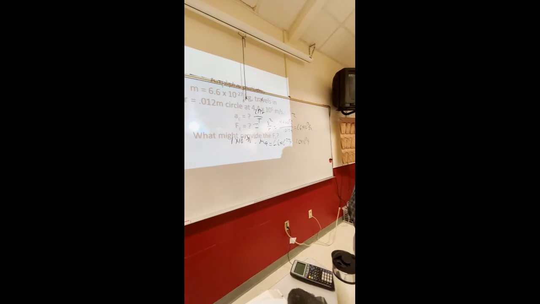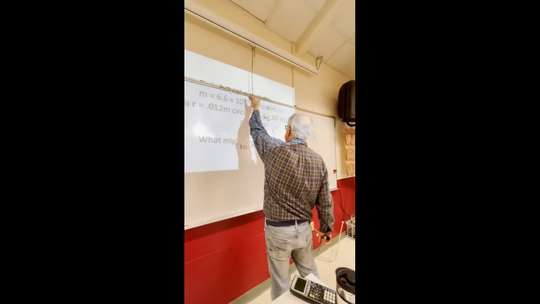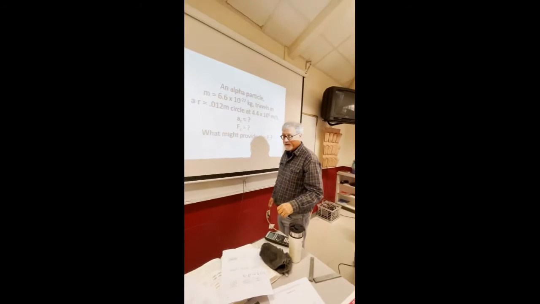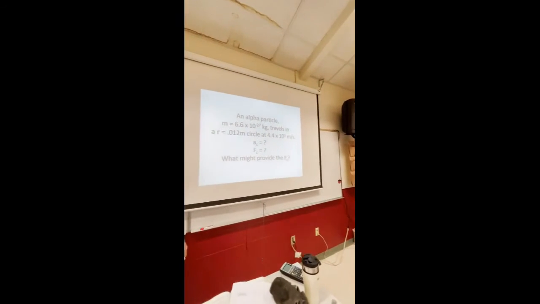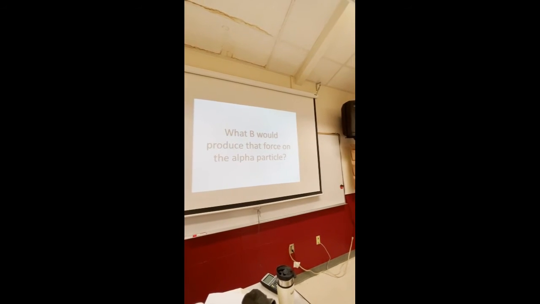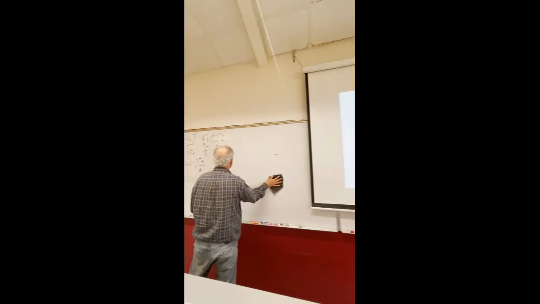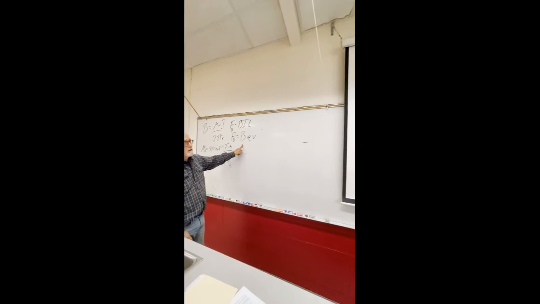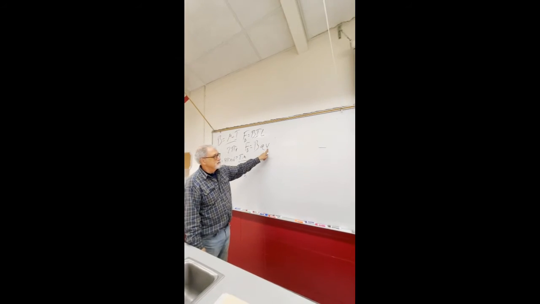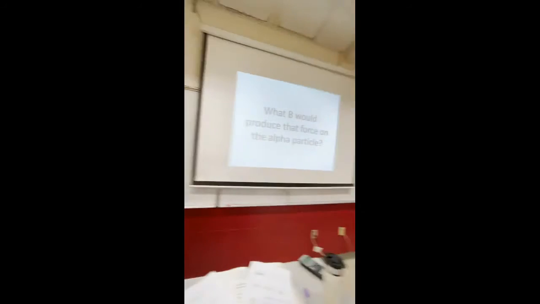What might provide the centripetal force? Is it the B field? Yes, absolutely. That's the only thing that'll make it go around a circle. You can't hook a string onto it. It's like gravity. What magnetic field would produce that force on the alpha particle? We calculated the force, we've got the quantity of charge, and we've got the velocity, so we can calculate it.